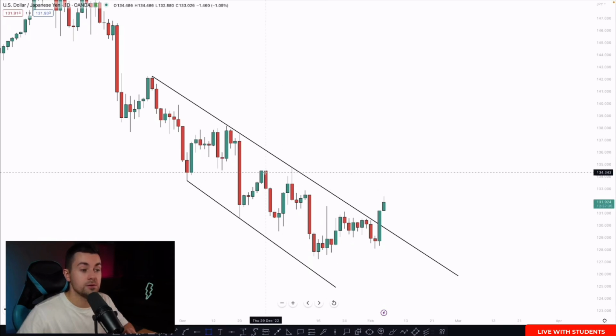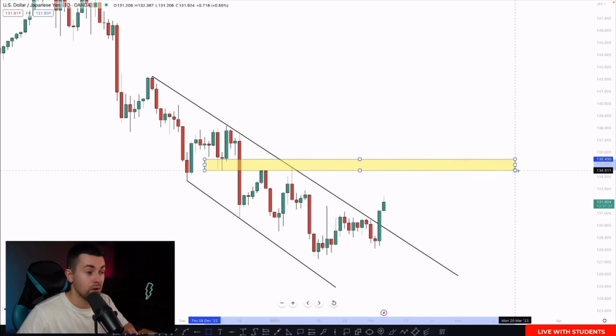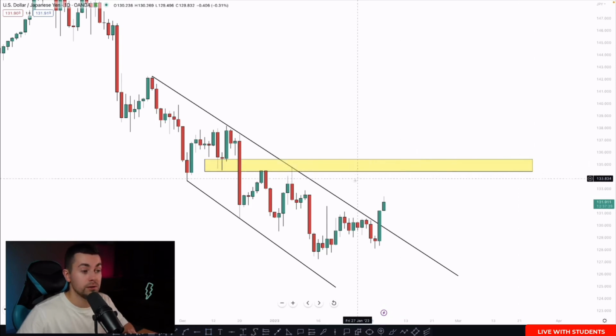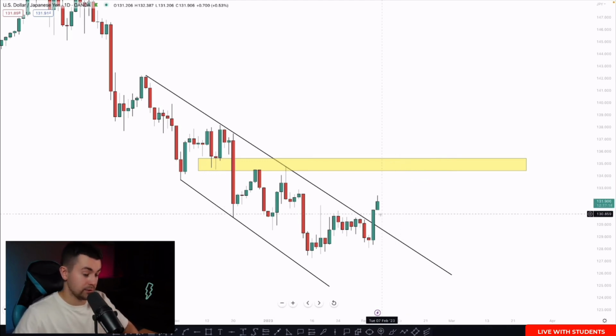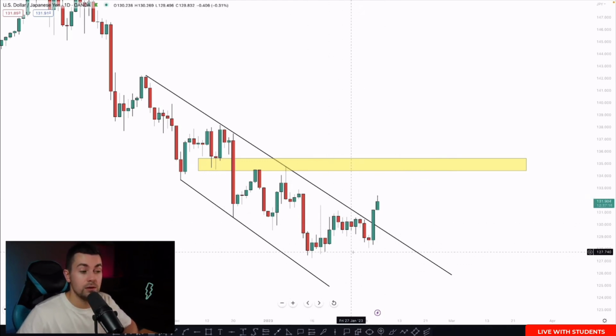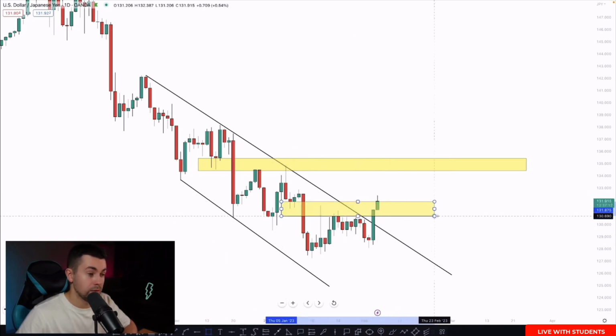And analyzing the structures, analyzing the key levels, the closest strong resistance that we see so far on dollar yen is right here. So probabilities will be high that the pair will keep growing to that resistance. One more important thing to consider here in dollar yen is that within the channel we also formed a double bottom. And here is the neckline of that double bottom.